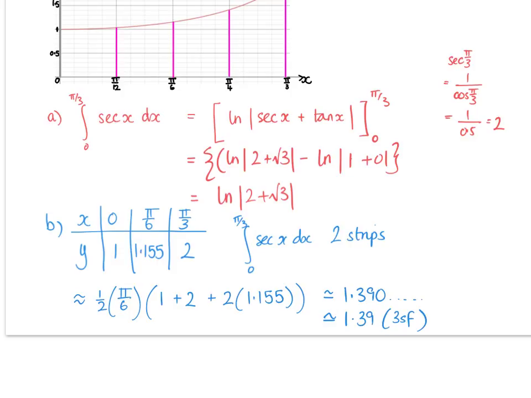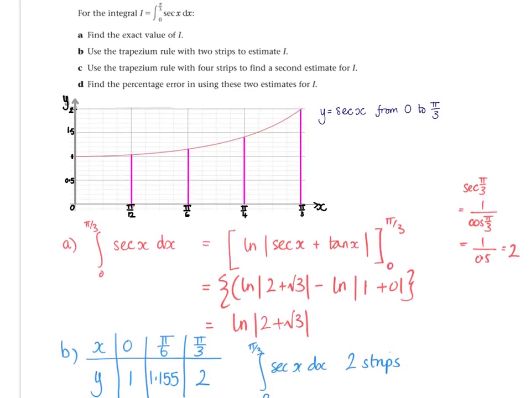Now, in the same way, I want to do exactly the same with 4 strips. You can see from the diagram here, the 4 strips that we've got allows us to have 0, pi by 12, pi by 6, pi by 4 and pi by 3, so that's your x values, and then we want the corresponding y0, y1, y2, y3 and y4. So our first and our last and twice the middles. Now let's work this out then.